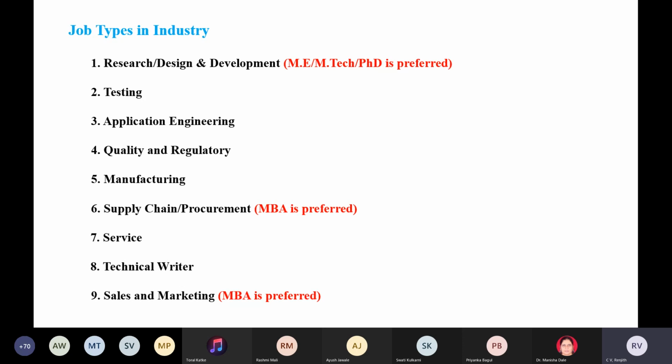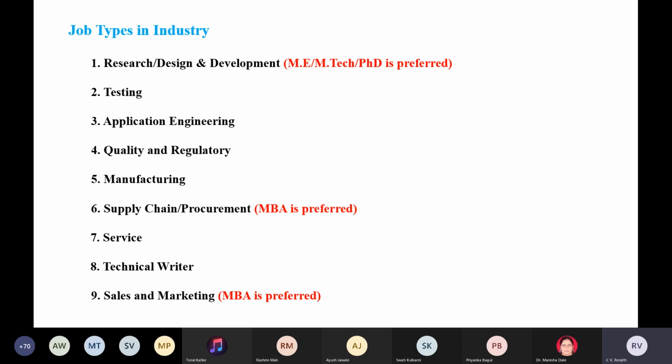Then you have sales and marketing engineers. Their job is to sell or market a product, do customer surveys and market research studies, and also participate in various conferences, etc. An MBA is again preferred for this role. So if you are doing an MBA, you have these two roles, which is very good work. And if you're doing an ME, it's good if you want to work in R&D.